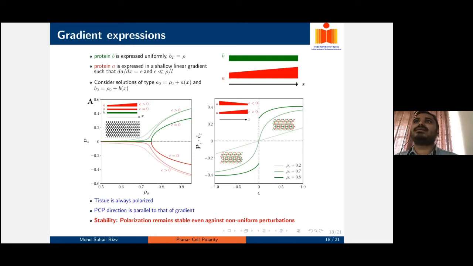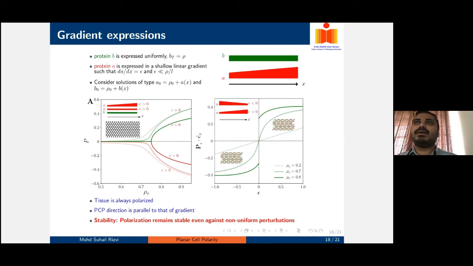So this gradient is present along the x-axis. The second plot, the second figure on the right, actually shows the component of the polarization in the direction of the x-axis. And as you can see, when the gradient is reversed, the orientation of the polarization is also reversed.